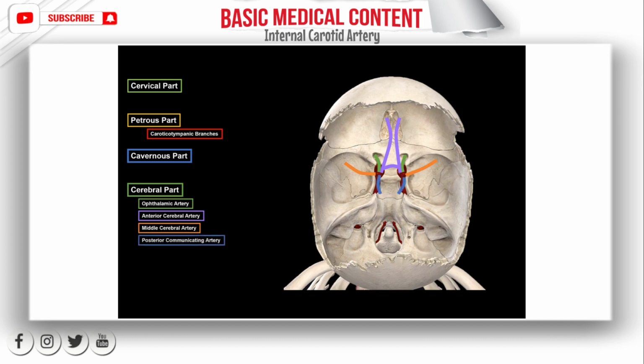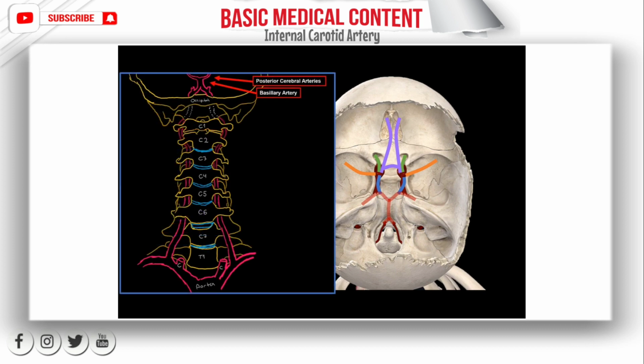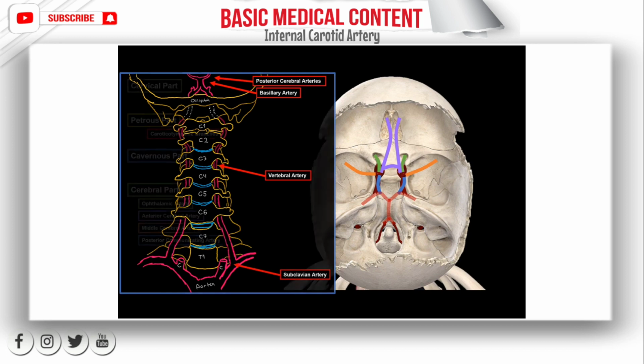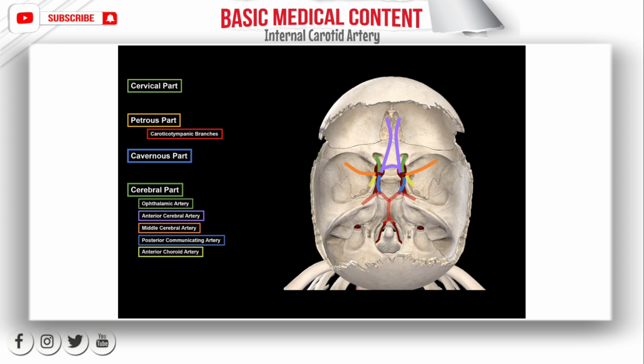Then there's the posterior communicating artery, which communicates with the posterior cerebral artery, here in red. The posterior cerebral artery is a branch of the basilar artery, as you see here, which initially comes from the vertebral artery, coming from the subclavian artery. So now the last branch is the anterior choroid artery, which enters the lateral ventricle, and then it forms the choroid plexus.